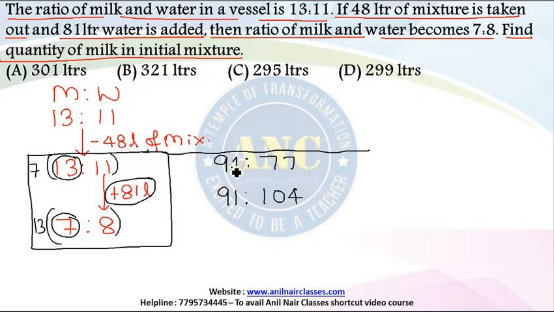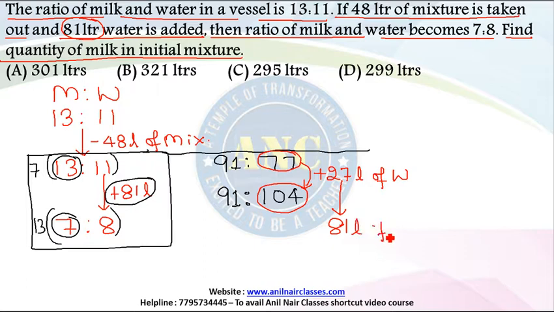Now the milk parameter is not changing, which is true according to our question also. According to the ratio, 77 liters of water is present, and 104 liters of water is present later on. 77 plus 27 is 104. According to the ratio, 27 liters of water is added. According to the question, 81 liters of water was added. So 27 should become 81, multiply by 3. That means this 91 also should be multiplied by 3. So 91 into 3.